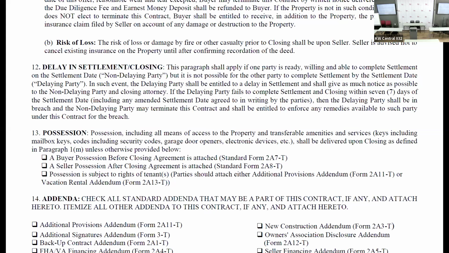Either the buyer, lender's dragging their feet, they can't get the loan, whatever else. Or the seller is like, holy crap, we figured out we can't convey marketable title. We're trying to fix it. And so one person's trying, the other person is not. The person that is not trying is the delaying party.